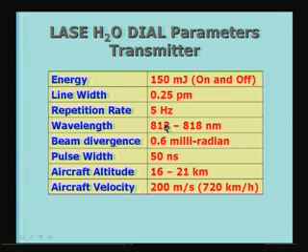The wavelengths are 813 and 818. So, you see that they are very close to each other, just a 5 nanometer difference. One of them is absorbed by the water vapor, the other one is totally transparent to the water vapor. The beam divergence is 0.6 milliradian, pulse width is 50 nanoseconds. So, we are talking about a very narrow pulse width, and the aircraft altitude is 16 to 21 kilometers, and the aircraft velocity is something like 720 kilometers per hour or 200 meters per second. So, in this case the measurement is done from the airplane.